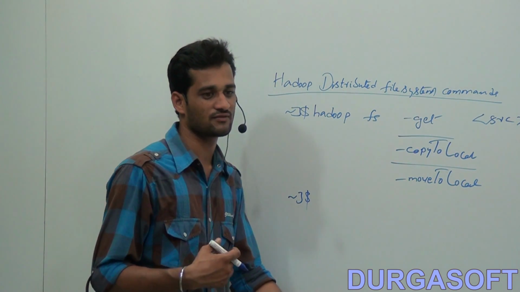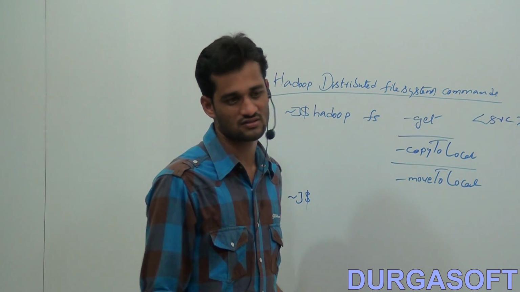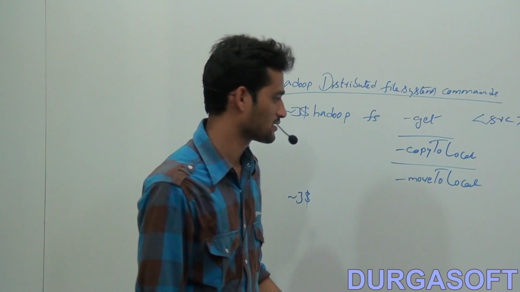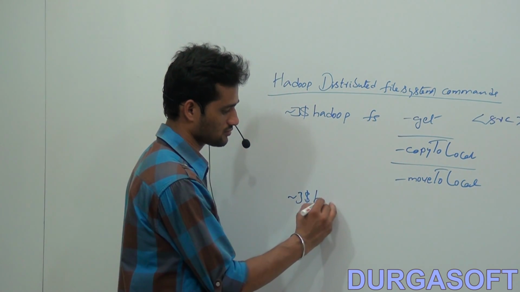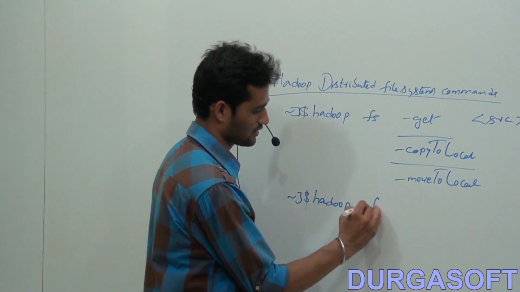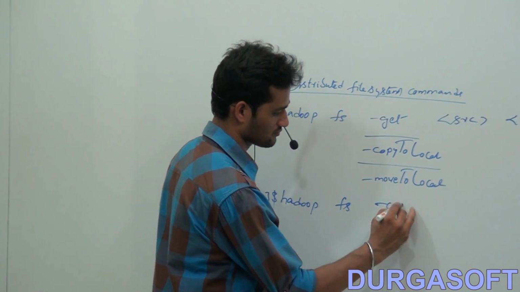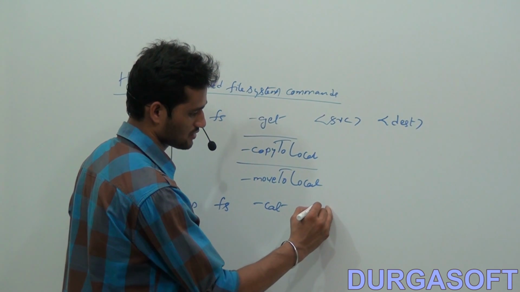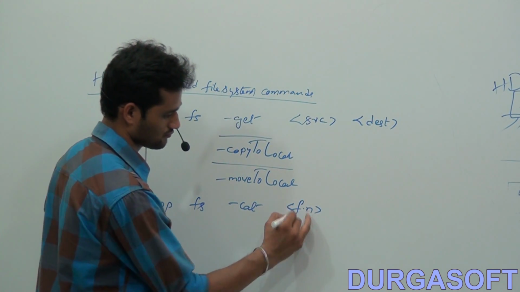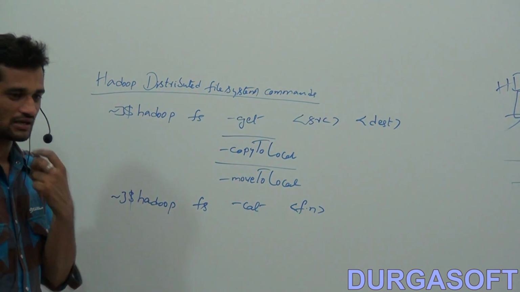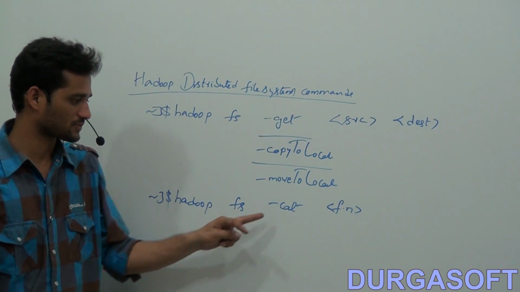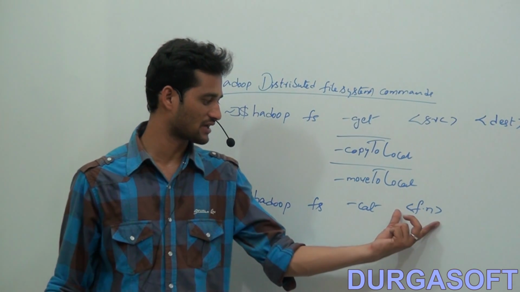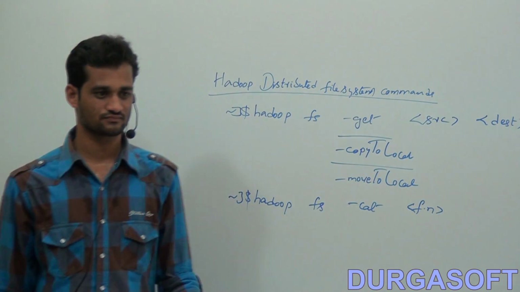How do we generally see the content of a file in our local file system terminal? By using the cat command, right? So here also I'll use hadoop fs -cat file name. It is just trying to display the file content from HDFS.